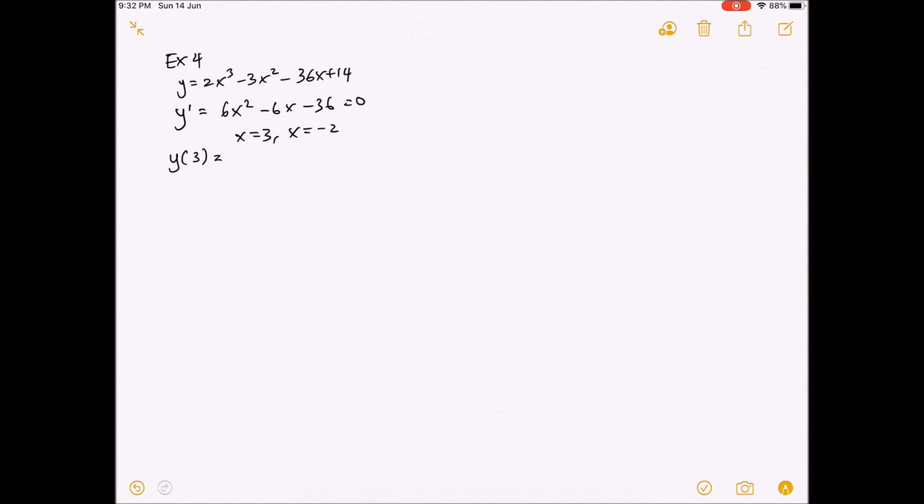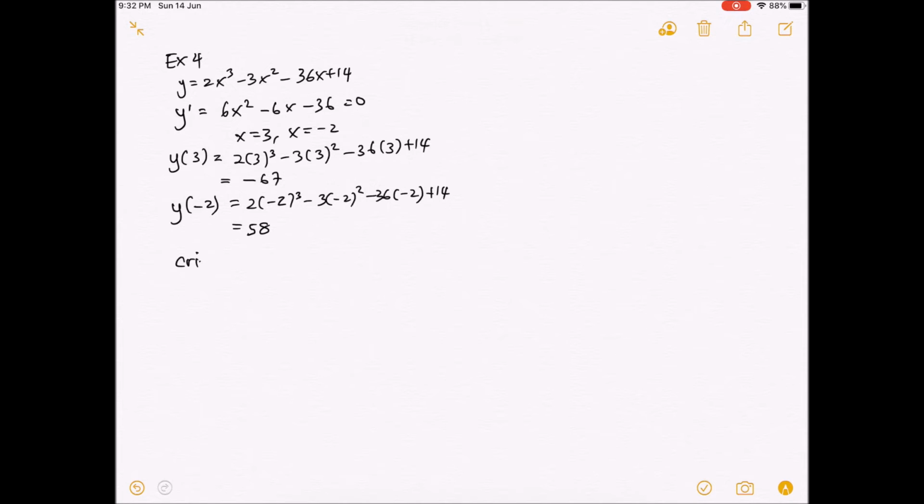Okay, so we find the value of y. When I have x equals 3, then my y will be equal to 3 to the power of 3 minus 3. Okay, you can do this together with me. And then when x is equal to -2, we'll have... okay, so you have two critical points here. The first one is (3, -67), and the second one is (-2, 58).